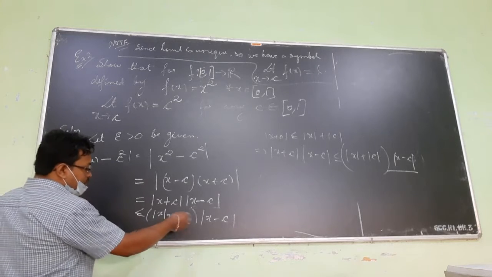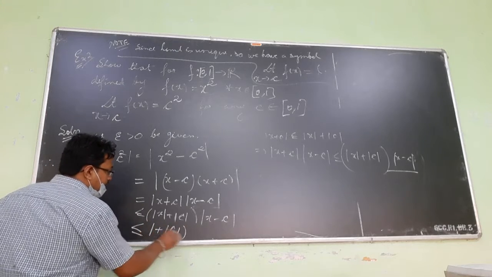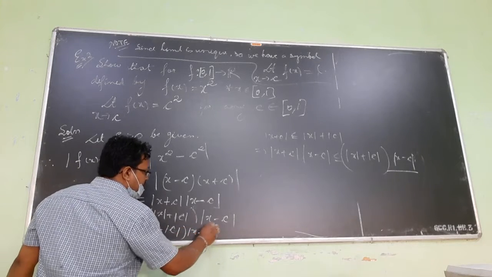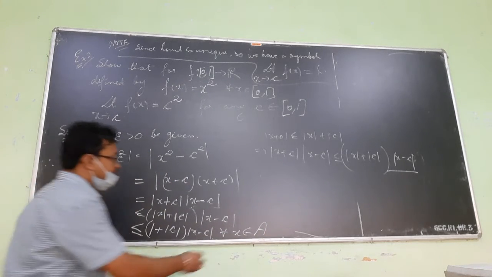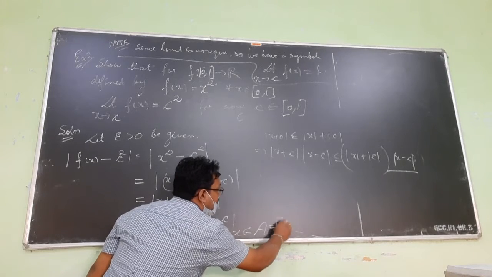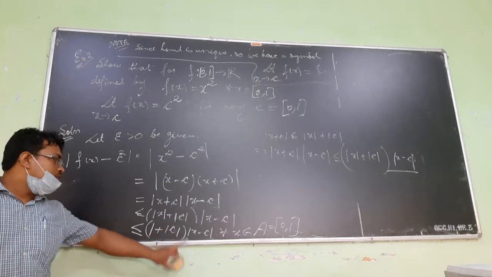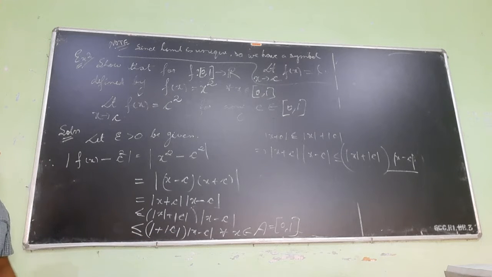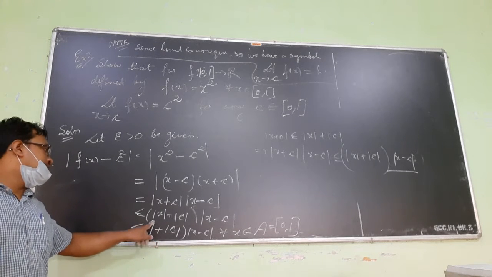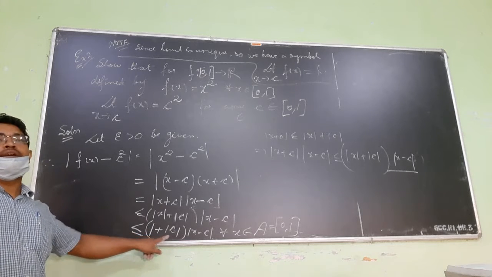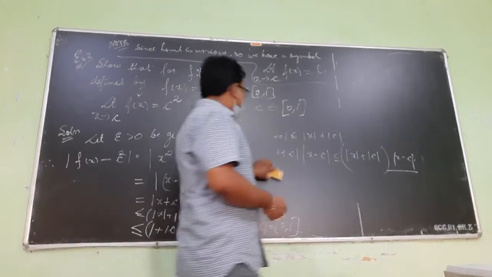So we don't have to worry about c. We can just write this is less than or equal to (1 plus mod c) into mod of x minus c for all x inside the domain A. There is no need to change c. You can keep it as c. Even if you change it, it's not a problem. You can also write it as less than or equal to 1 plus 1, that is 2. In that case, your delta will be epsilon by 2.